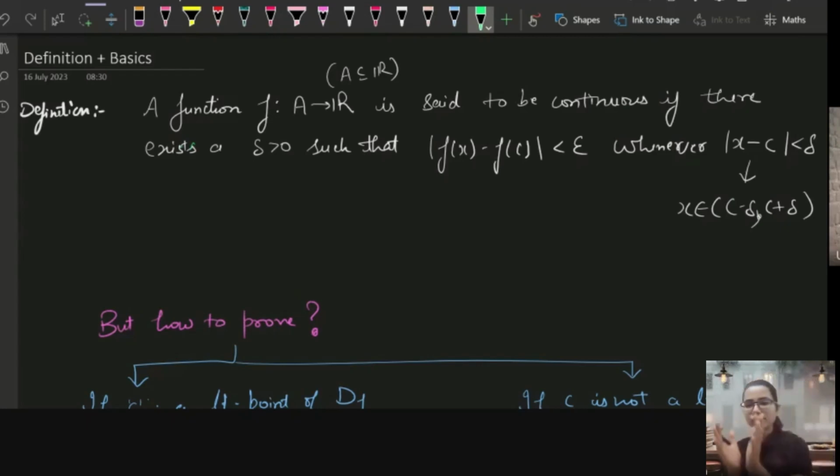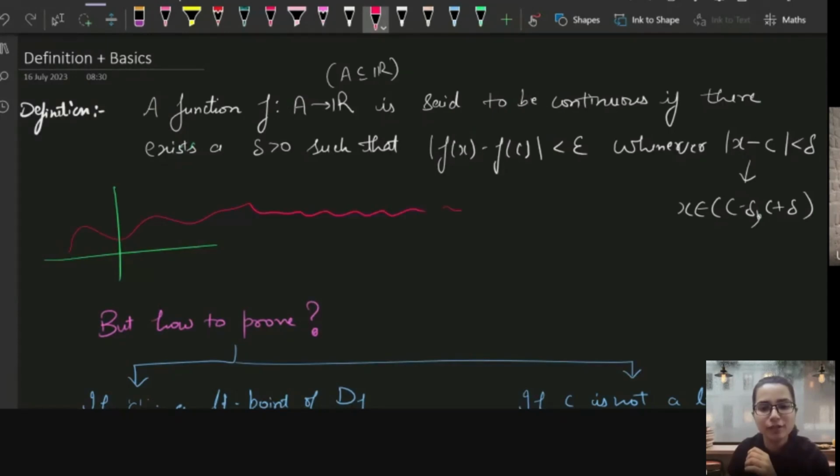Very basic idea of continuity, which you all might know, which you all might have studied in your BSc first or second year. It starts with a very basic definition of continuity. We know from our childhood that if we can draw a curve without lifting our pen, then that curve will be continuous.